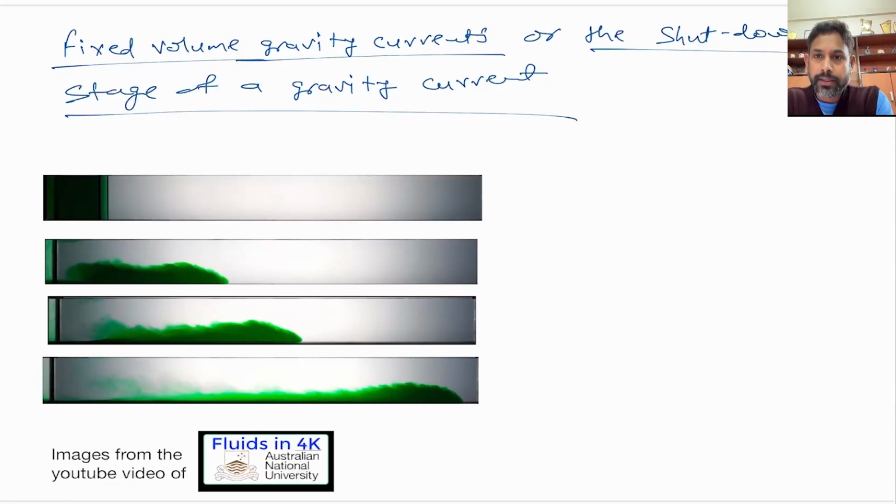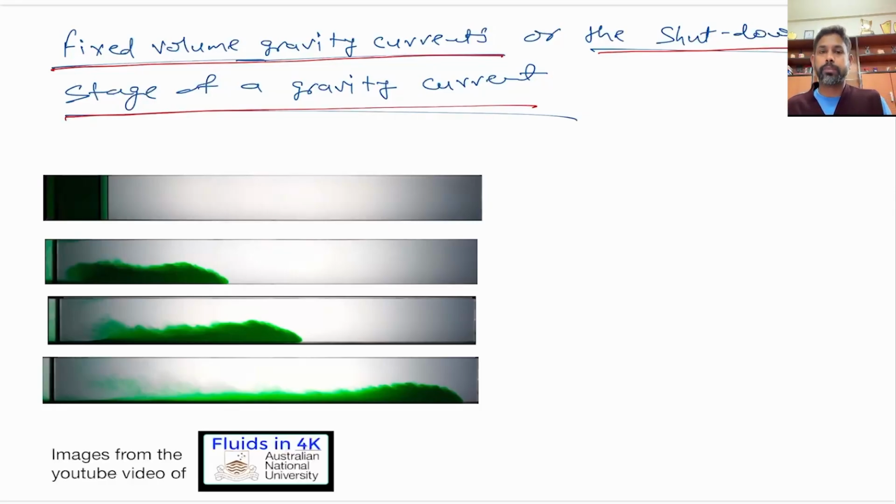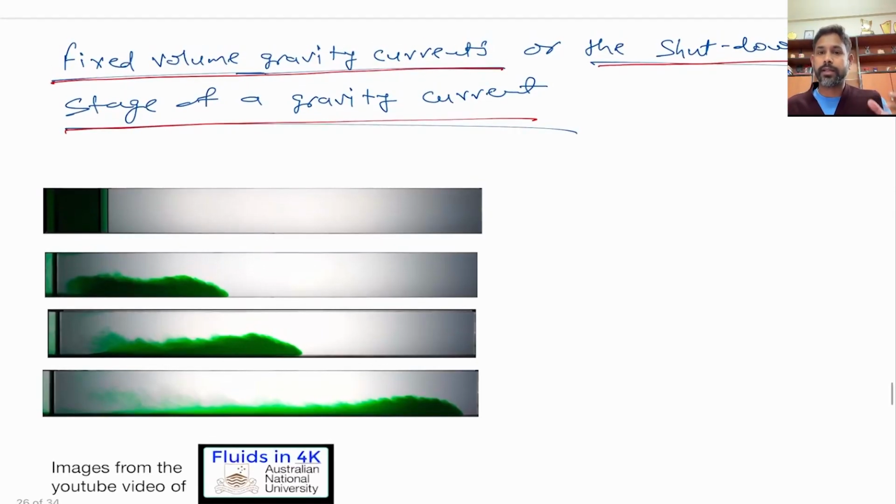In other words, let's say there is a fixed volume of denser fluid, and that fixed volume now moves from one side to the other in the form of a gravity current. So we are going to study now what happens in this particular case, a fixed volume gravity current, which is in fact the same as the shutdown stage of a gravity current. Once you stop injecting denser fluid, that means you have provided a fixed volume, and now that is allowed to flow.